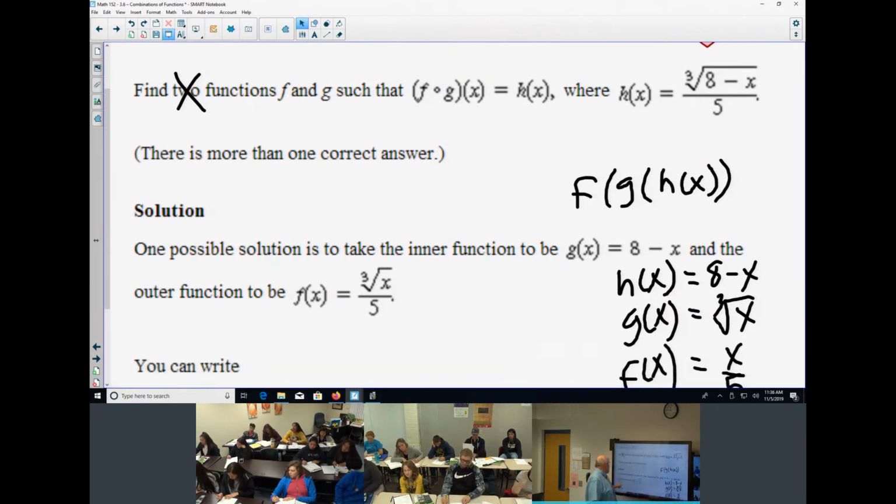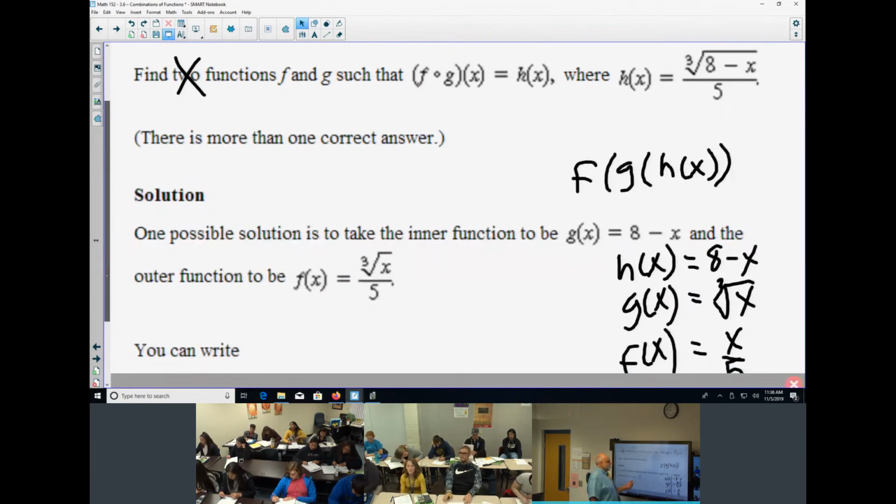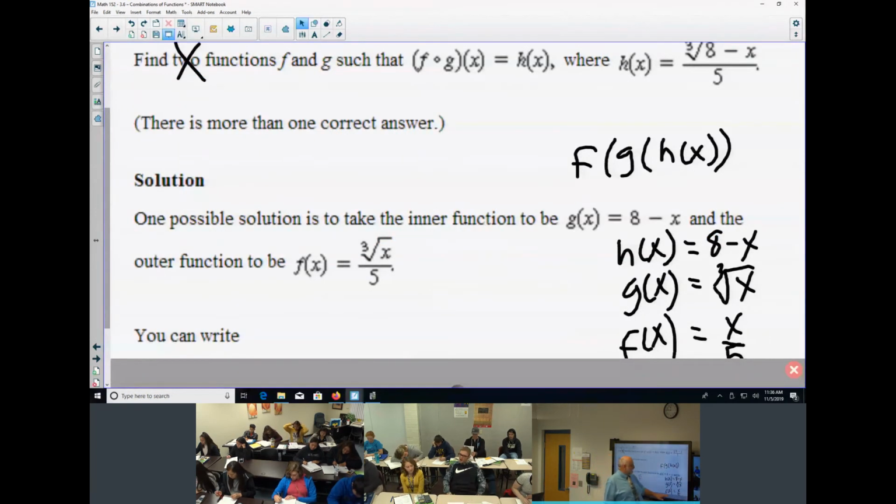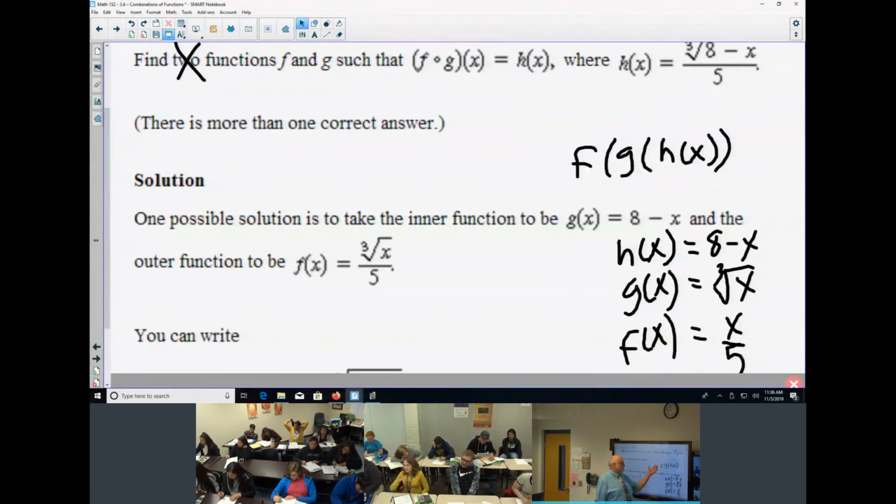Now notice here, because this problem had F, G, and H instead of A, B, and C, it really doesn't matter what you call the functions. What matters is that you have to have them in this order. So 8 minus x first, cube root of x second, x divided by 5 third. Because that's the order that you would do the functions. Okay?